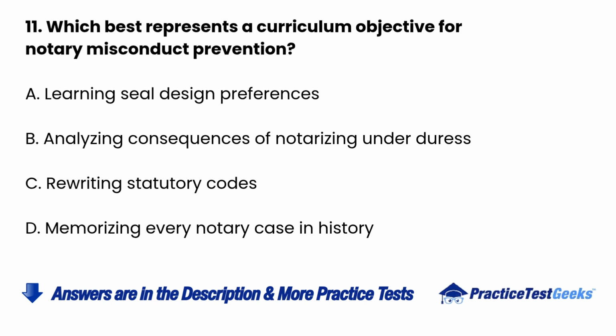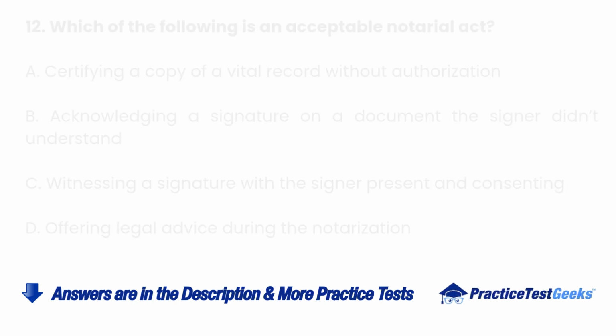11. Which best represents a curriculum objective for notary misconduct prevention? A. Learning seal design preferences. B. Analyzing consequences of notarizing under duress. C. Rewriting statutory codes. D. Memorizing every notary case in history.